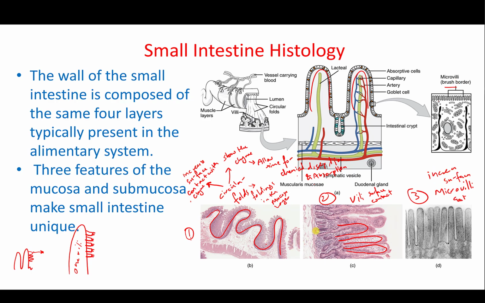So three modifications in the small intestine to better perform its two functions, chemical digestion and absorption. First one, circular folds, slow down the chyme and increase surface contact. The villi, the folding of the superficial layer of the mucosa. Then the microvilli on the surface of those cells. Those are simple columnar epithelial cells for absorption. So the absorption of the nutrients will happen through those microvilli.